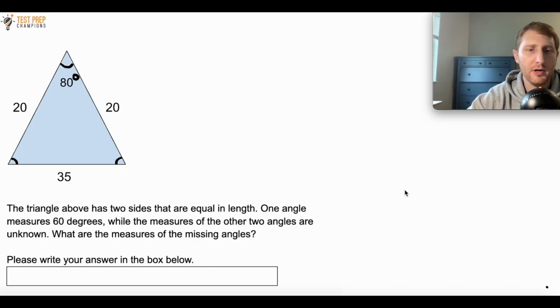The triangle above has two sides that are equal in length. One angle measures 60 degrees, while the measures of the other two angles are unknown. What are the measures of the missing angles? Please write your answer in the box below.